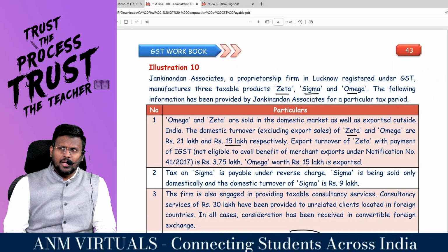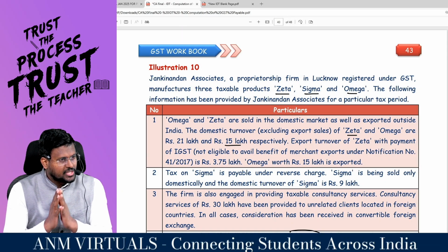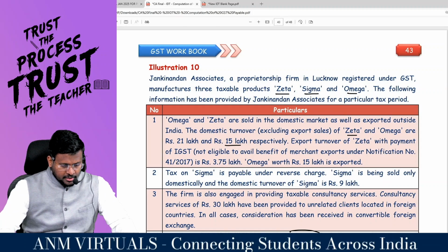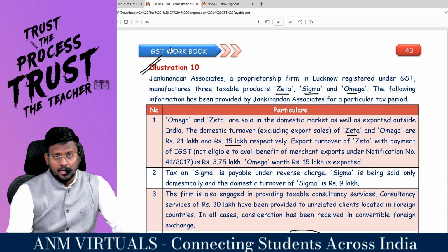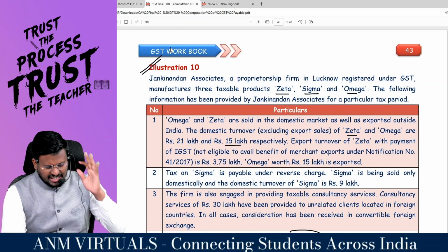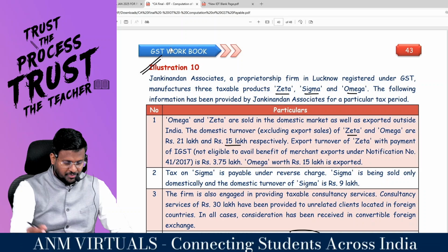Sir, we are moving into the fourth slot of computation of GST payable, which is question number 10, 11, and 12. This is an RTP question, question number 10. According to me, a brilliant question. Fantastic question. Be ready with your calculator when I am discussing this question.